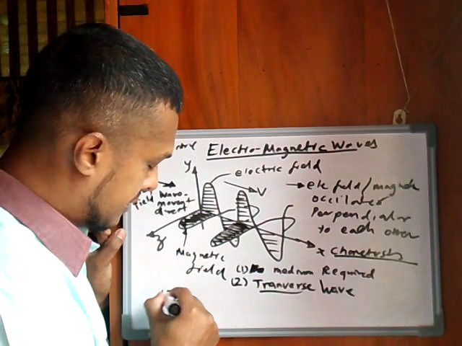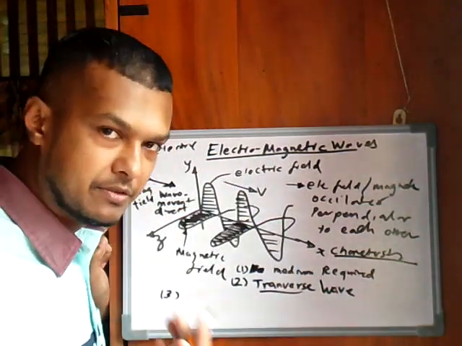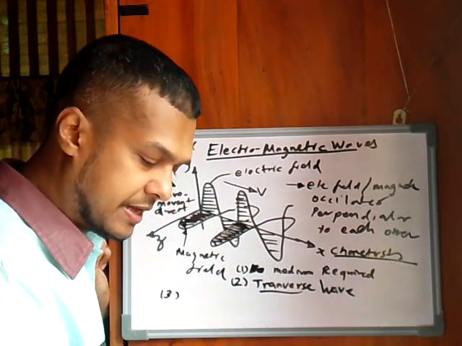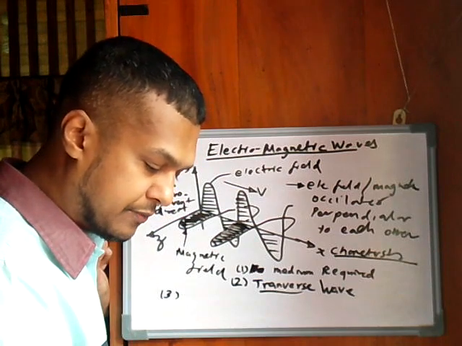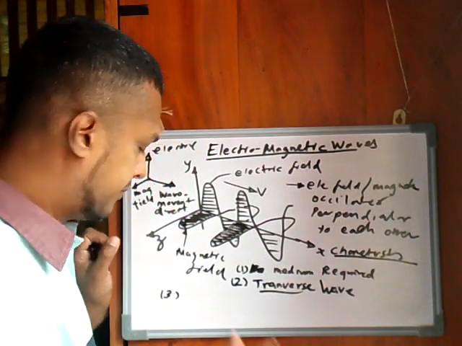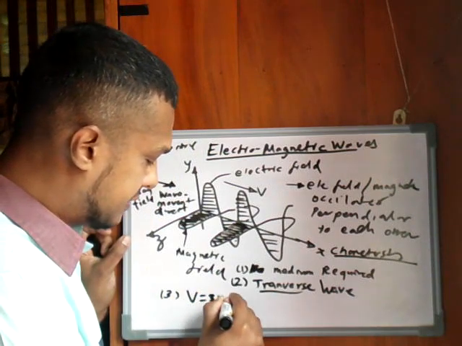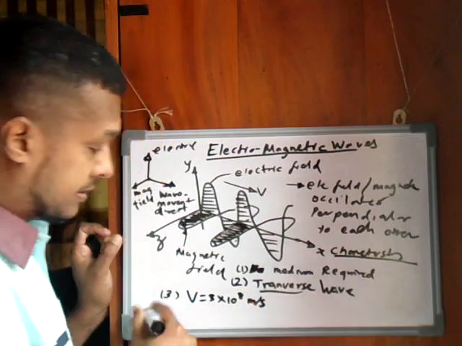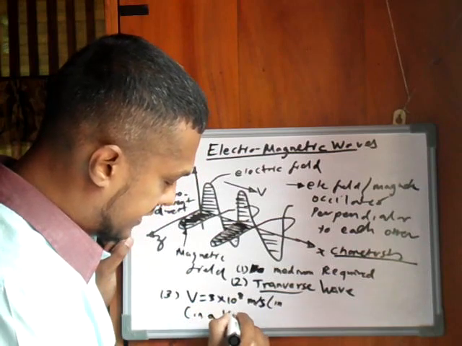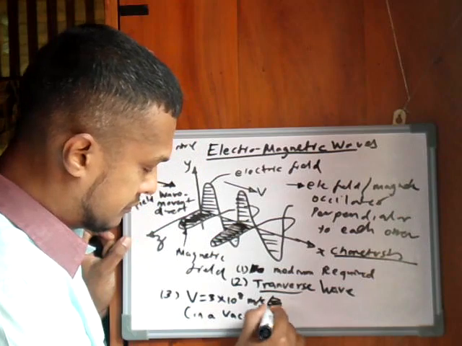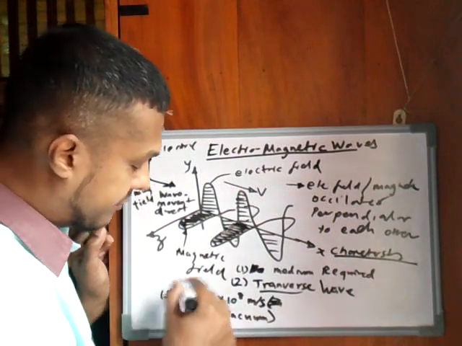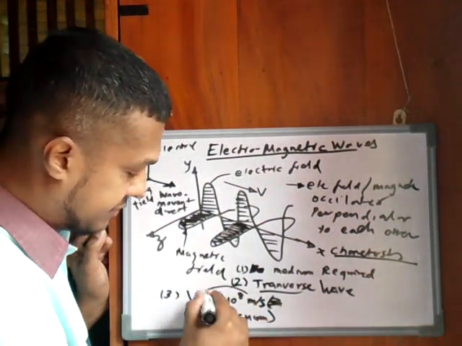Now, as we know, electromagnetic waves can travel in a vacuum. In physics, we have been given that the velocity of an electromagnetic wave in a vacuum is 3 times 10 to the 8 meters per second. That's the velocity of the electromagnetic wave in a vacuum. You can see this is a very big number.